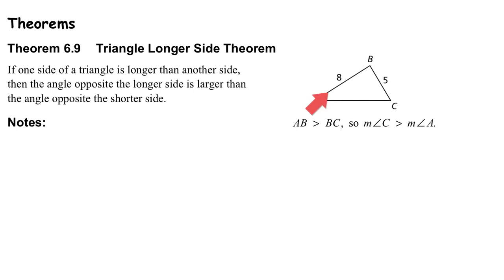So if we look here, AB is longer than BC because 8 is bigger than 5. Now, what angle helps create this segment AB? That's angle C. So if AB is longer, that means angle C is going to be larger. And if BC is smaller, angle A is going to be smaller. So the smaller angle pairs with the smaller side, the larger angle pairs with the larger side. So this is starting with segments and then ending with angles.